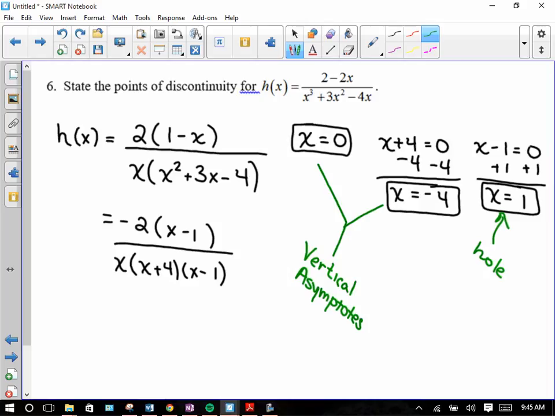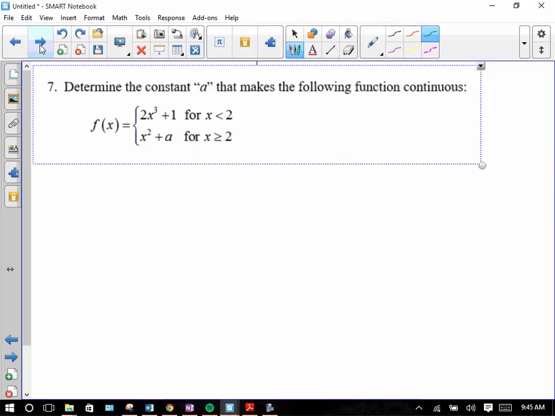Do I have to go over number 7? Yeah. What are you going to do for number 7? Well, which one are you looking at?